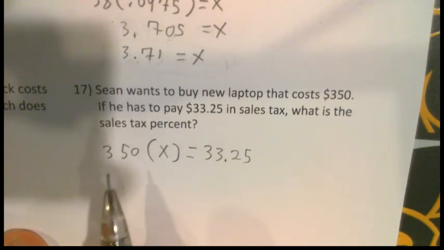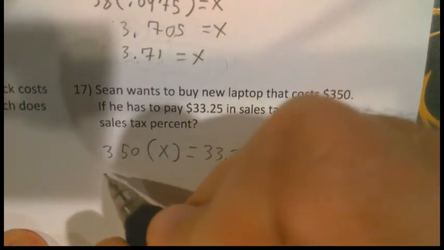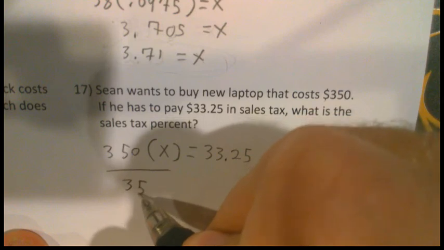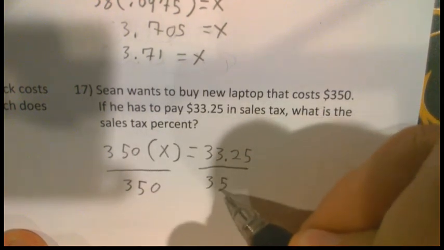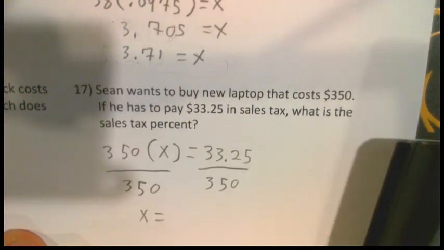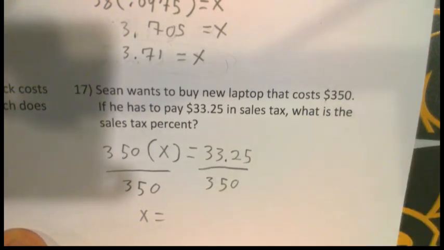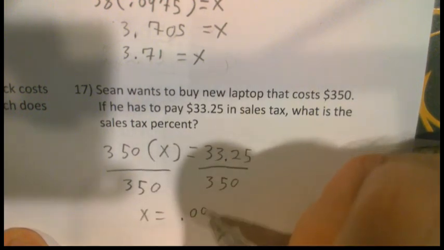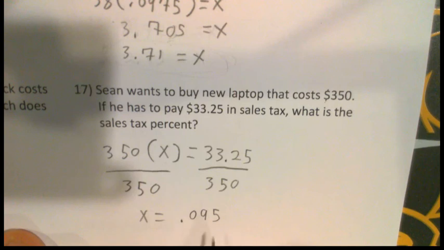Our variable is being multiplied by 350. So we're going to do the inverse, divide by 350. That's going to give us 0.095. This is our answer as a decimal. So to make it a percent, we're going to multiply by 100, which is going to move the decimal spot 2 times to the right, which is going to give us 9.5%.